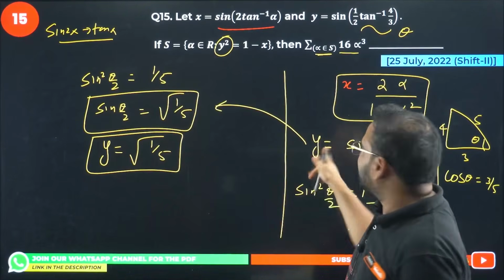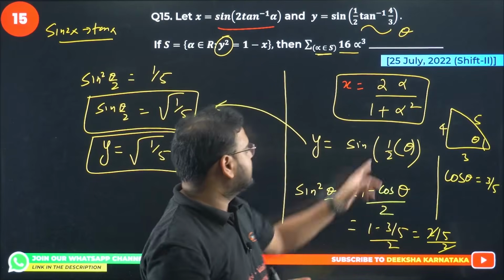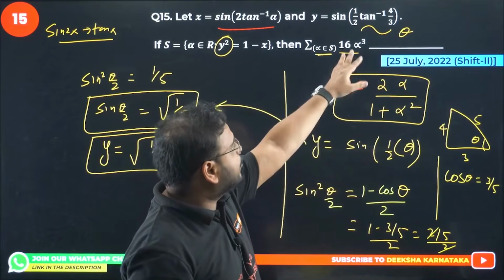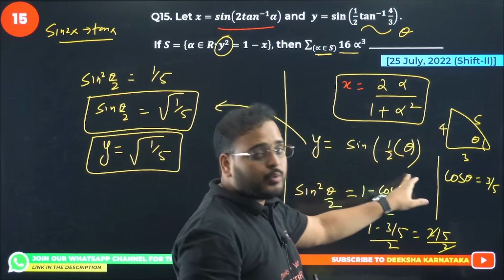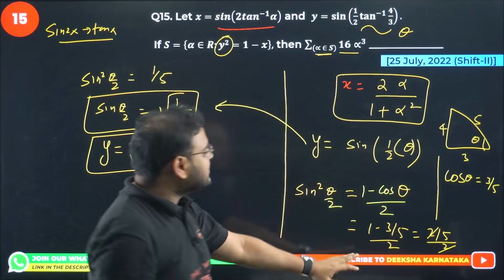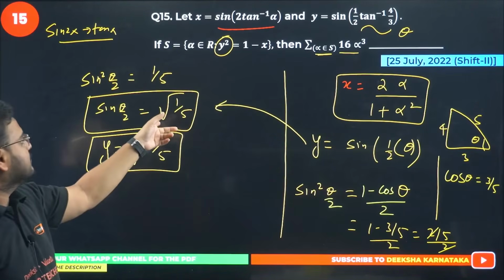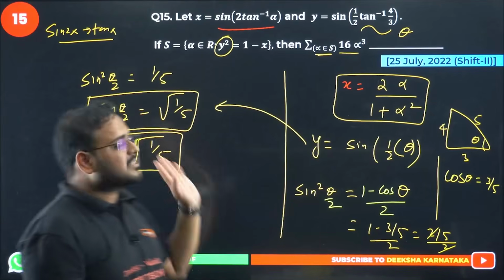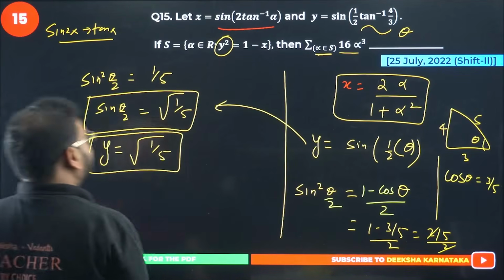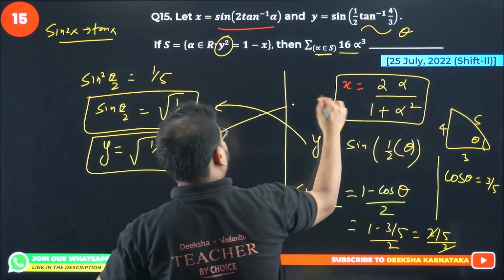Check this out. So y value was sine of theta by 2. I took this as theta, right? Tan inverse of 4 by 3. So y value is sine theta by 2. From there I got sine theta by 2 as root of 1 by 5. Okay, I can replace y value as root of 1 by 5.